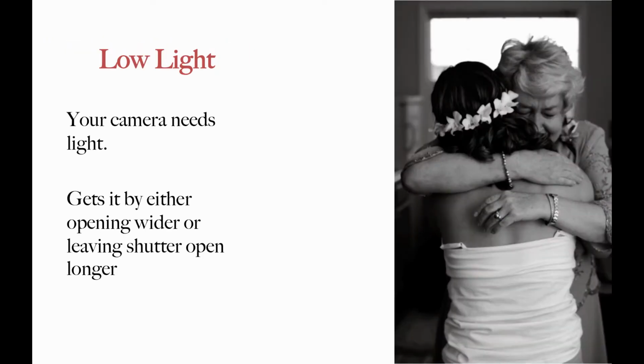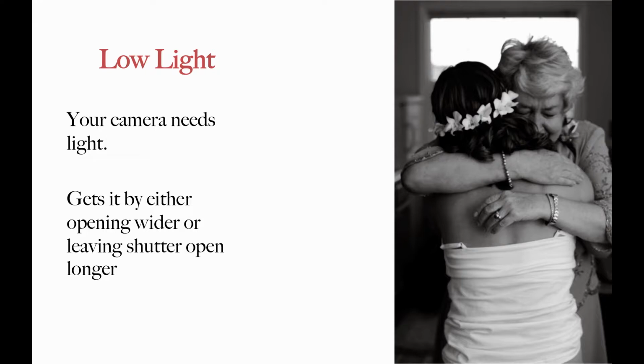A lot of problems with blurry photos happen when you're trying to photograph something in low light. Your camera is needing light to take the picture. It wants the photo to be properly exposed. So it's using 2 different things to try to get the correct exposure: how wide the lens is opening, which is called the aperture, and how fast or slow the shutter speed is.